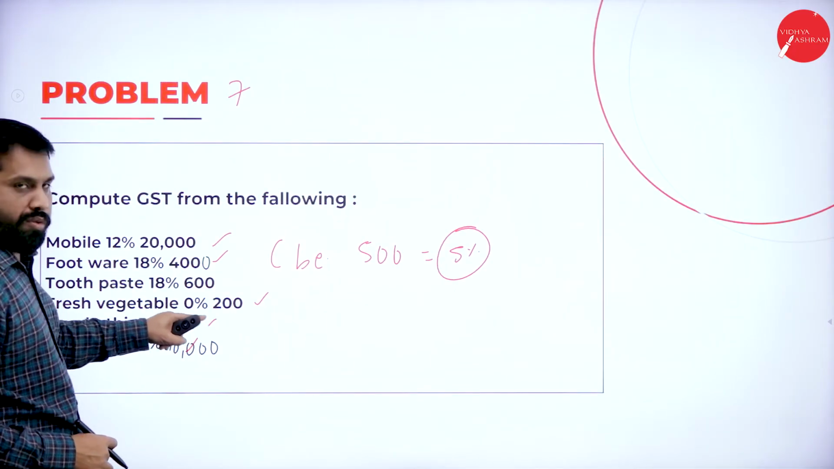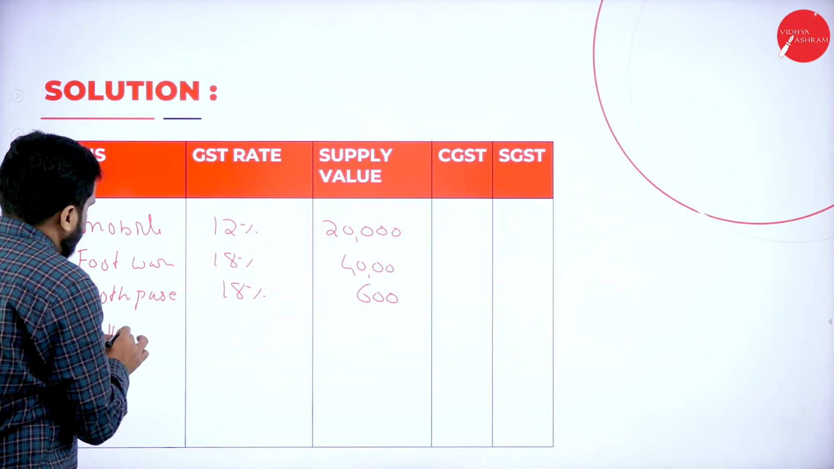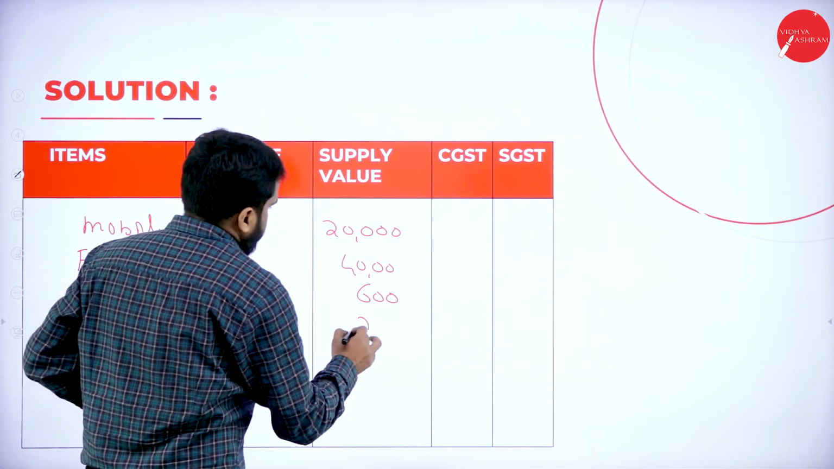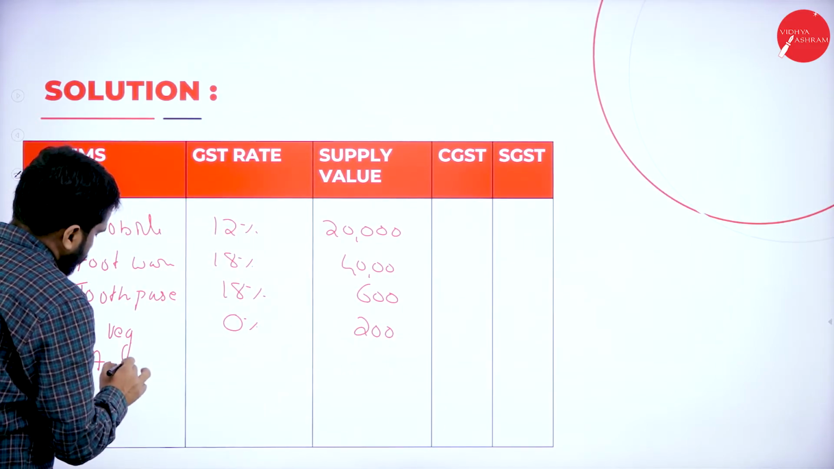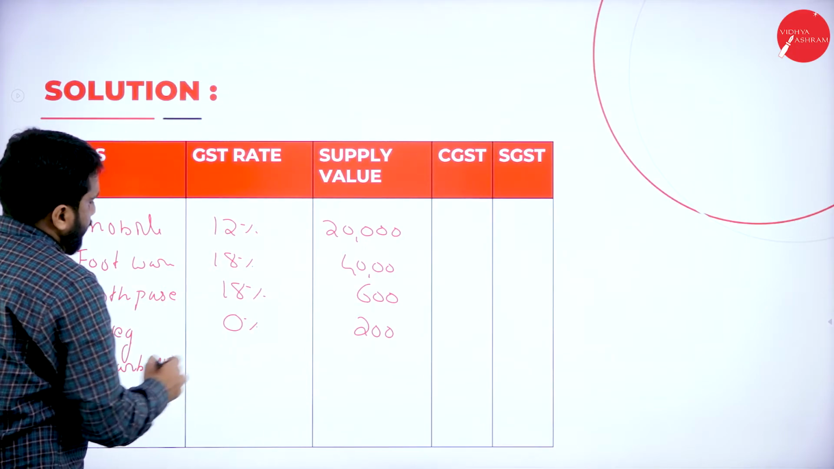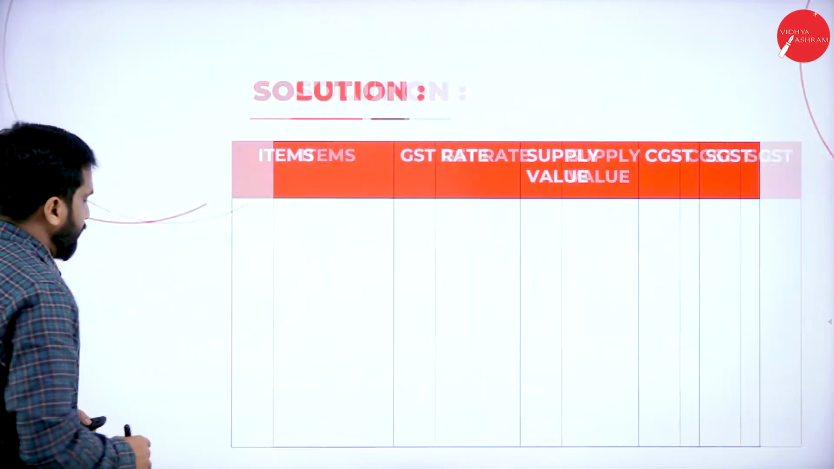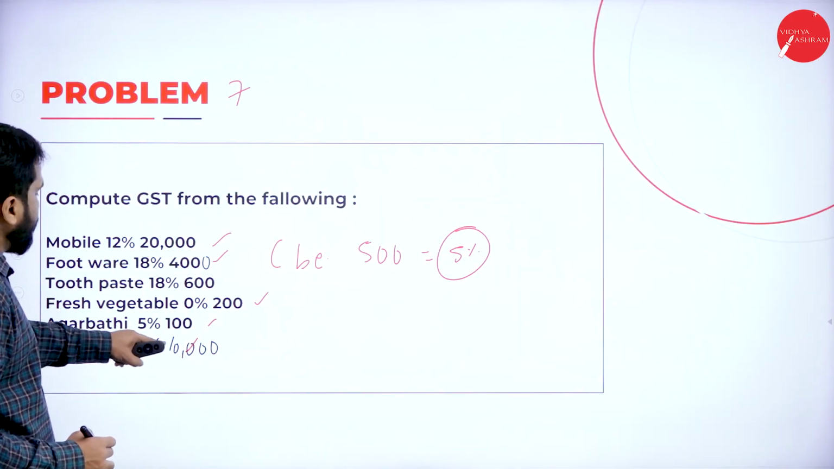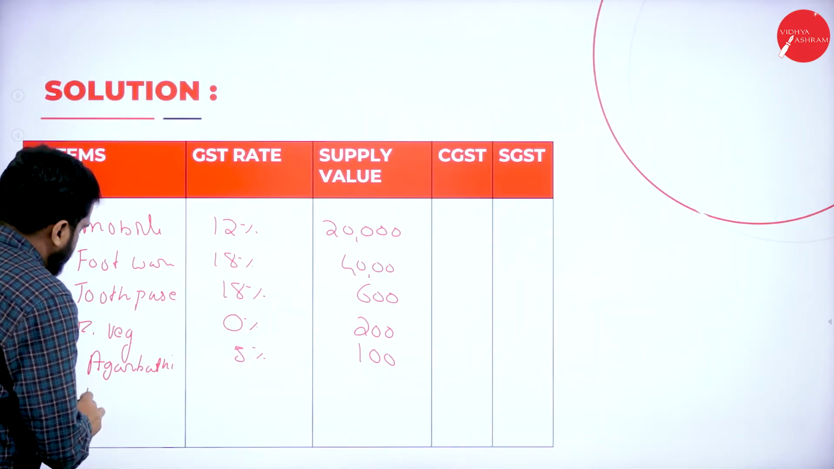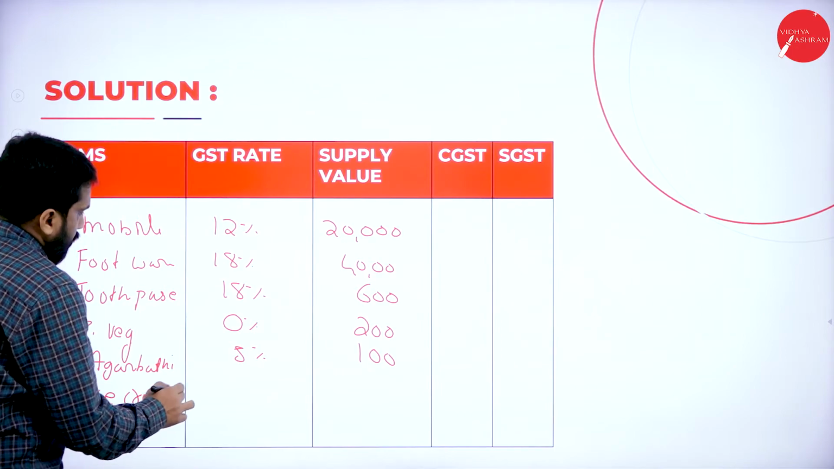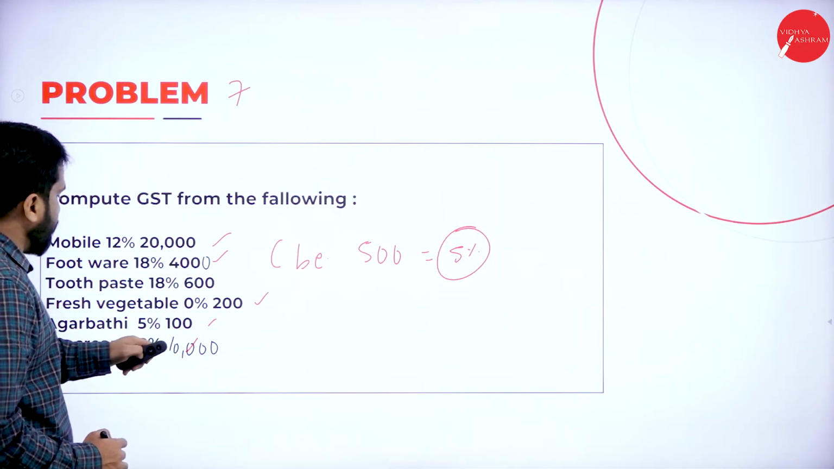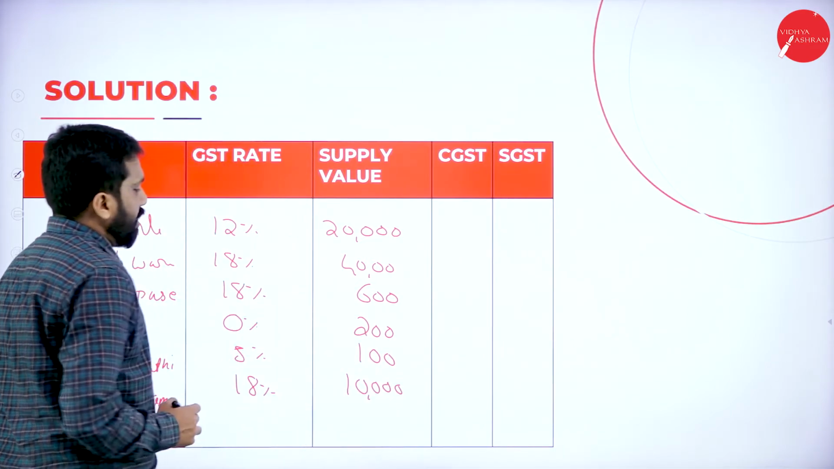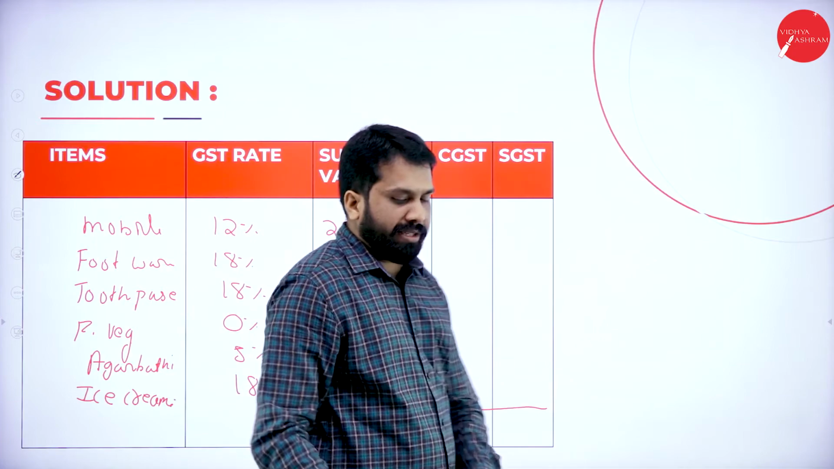We have fresh vegetables 200 at 0%. And agarbatti at 5%, the value is 100. Then we have ice cream 10,000 at 18%. So what is the value? Value is 10,000 and the percentage is 18%. Now, these are the calculations we have. We are supposed to calculate tax.